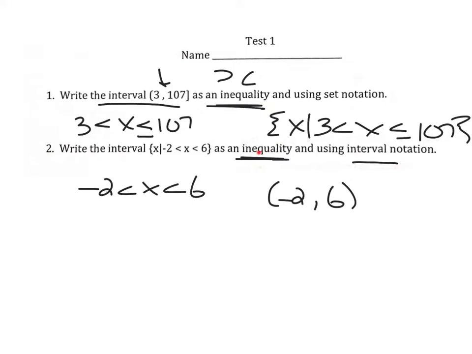Number two also says write an inequality. They give you set notation, which means they gave you the inequalities. Just recopy it down here, and you got it. Interval notation is what you had up here. Notice it says interval. And because there's no equal to signs here, I use parentheses for both of those. So make sure you get 1 and 2.